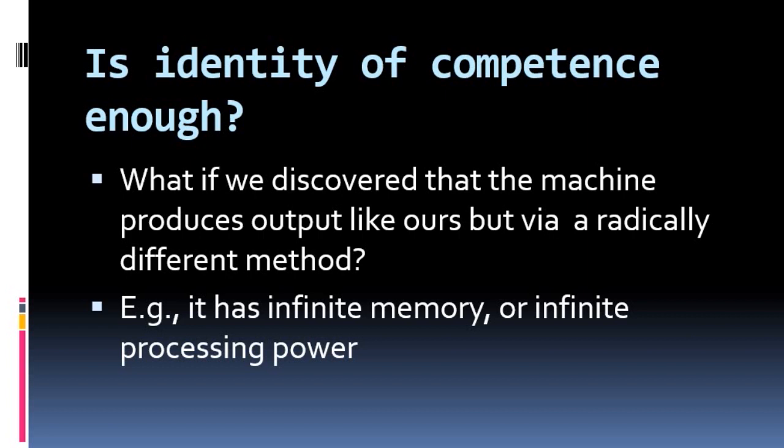But suppose that we found out that it did it via radically different ways than we do it. Suppose that we looked into the parts of the machine and found that it was built out of just unbelievably different processes. Suppose it's got infinite computational power or infinite memory or something like that, things that we pretty clearly don't have. Are we then willing to say that it's identical to us in the relevant way? Is it the same kind of thing that we are? And Fodor thinks no. Fodor thinks that even identity of competence is not enough to attribute identity of kind in this sense.